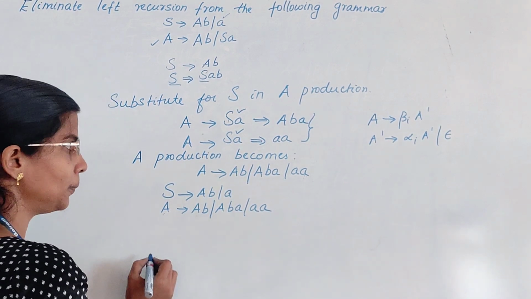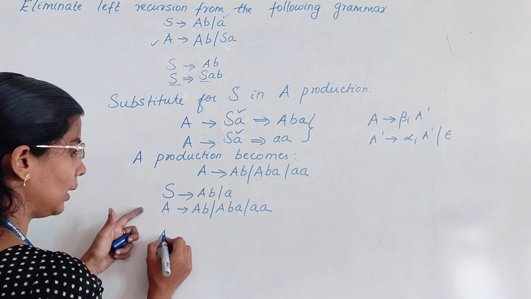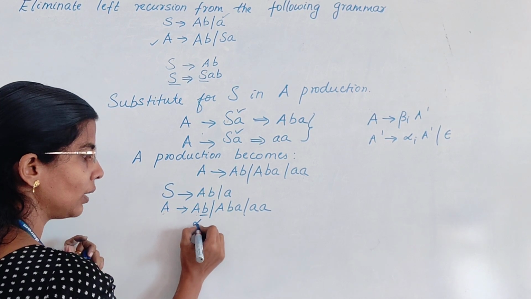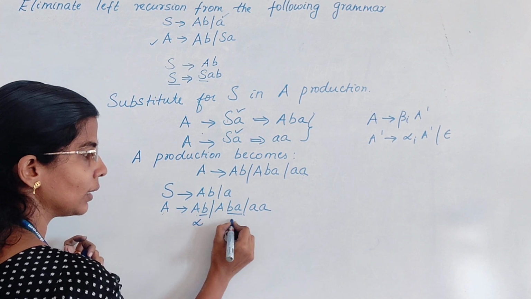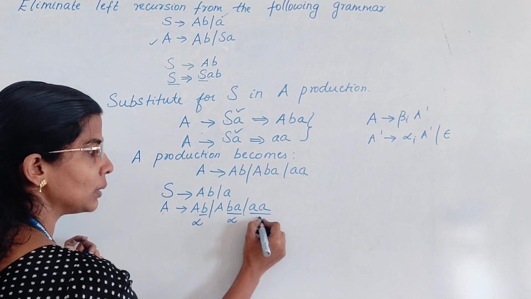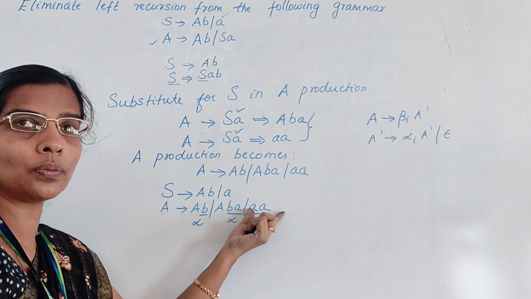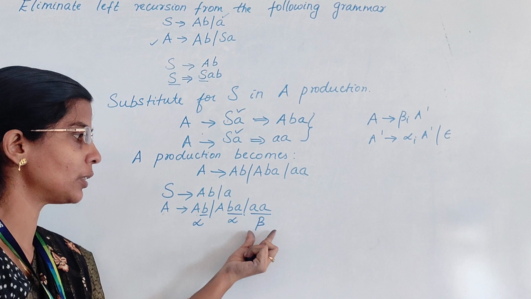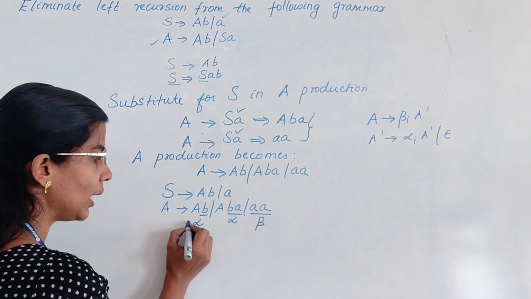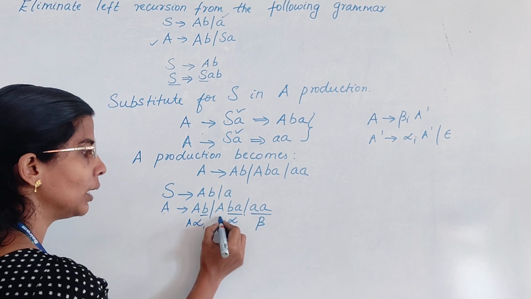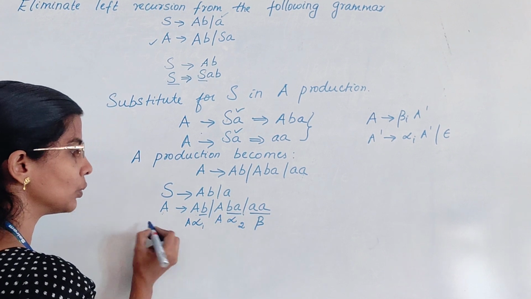So here, before that I write here A, A. What is alpha? This B, here alpha. What about this part? It is beta part. It doesn't have any left recursion. The portion without left recursion is your beta part, so beta. So this is A alpha, A alpha 1, this is A alpha 2.